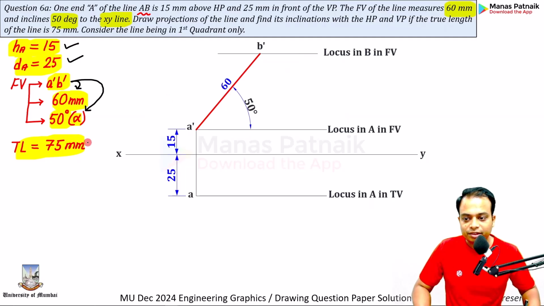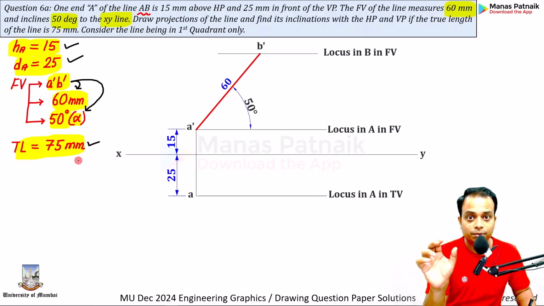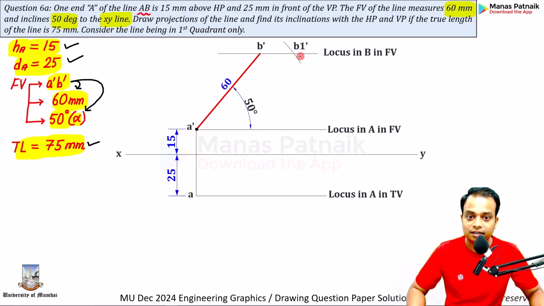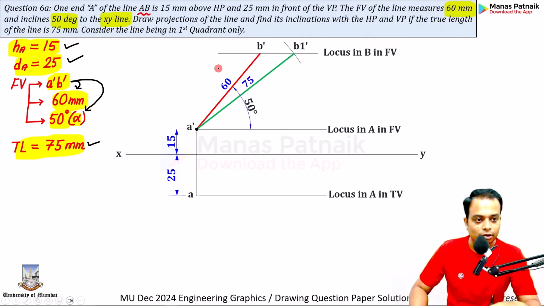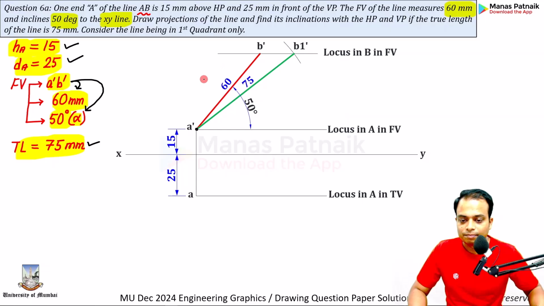We also have been given the true length, 75. So with the help of a compass, take a radius of 75 millimeter with A dash as the center, cut an arc. This is going to give you B1 dash, connect it with A dash. That's your true length. Easy. If you know the process, you'll be able to solve this problem without my help, without my assistance.